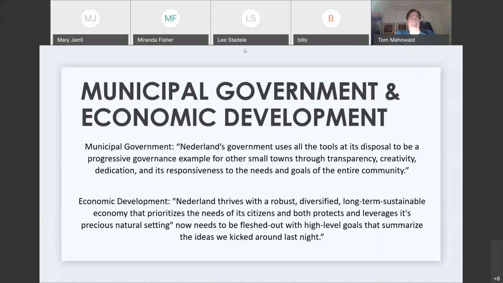But we discussed the tools at its disposal already, and I'm disinclined to take that out. I think that it can be: Netherlands government uses all the tools at its disposal to be progressive and exemplary. I'm trying to find what May said. To be progressive and exemplary, through creativity, dedication, and transparency.